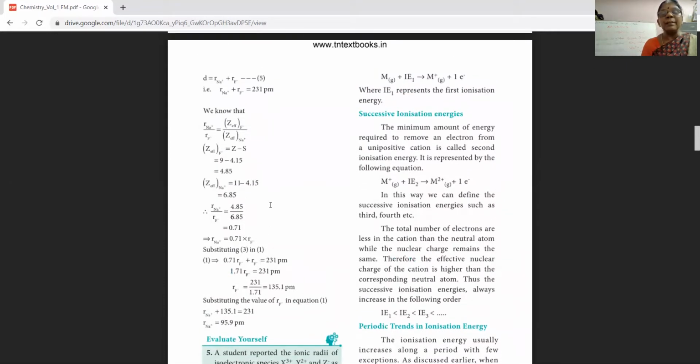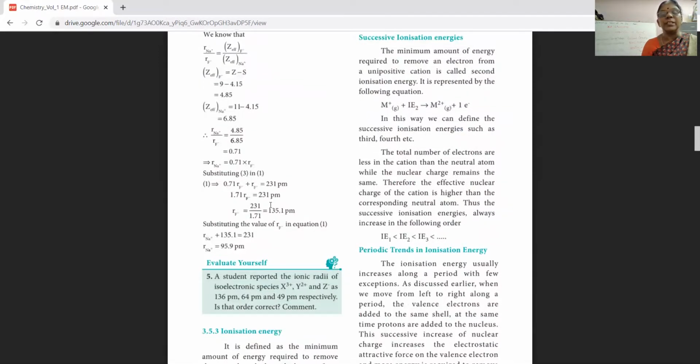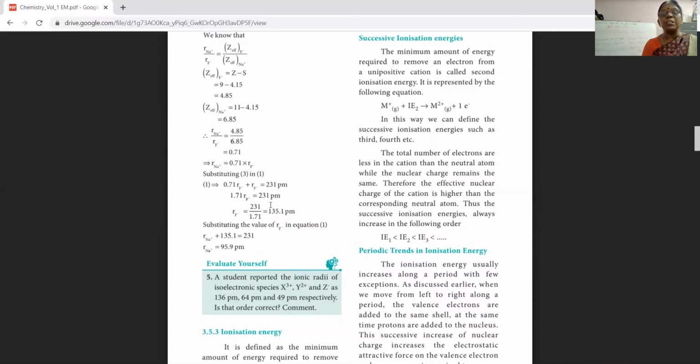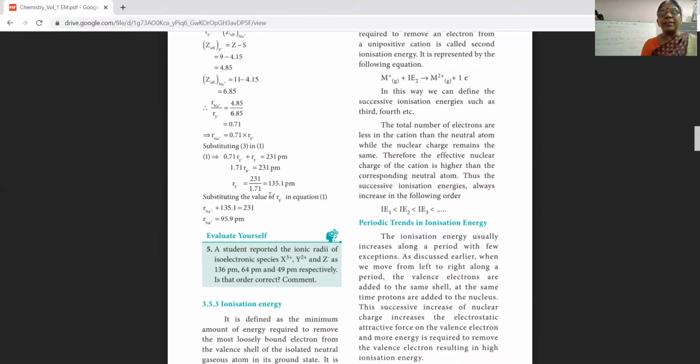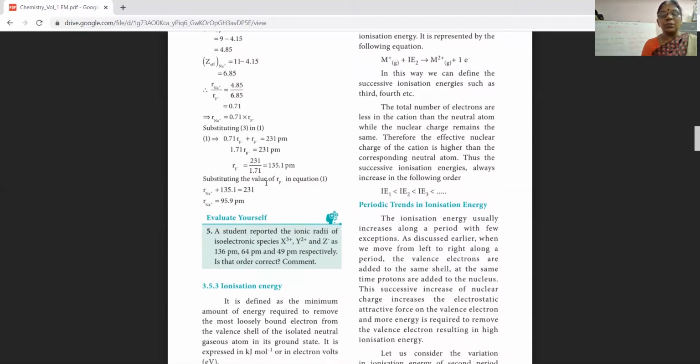For example, Mg(g) plus IE, that is ionization enthalpy, gives Mg+ plus 1 electron. Here IE1 represents the first ionization energy. Next is successive ionization energies. The minimum amount of energy required to remove an electron from a unipositive cation is called the second ionization energy, represented by the equation M+ plus IE2 gives M2+ and 1 electron. In this way, we can define the successive ionization energies such as third, fourth, etc.